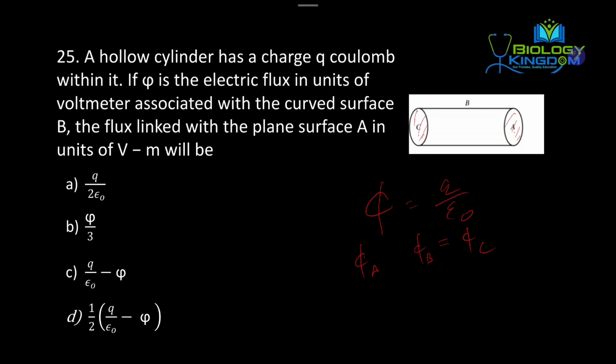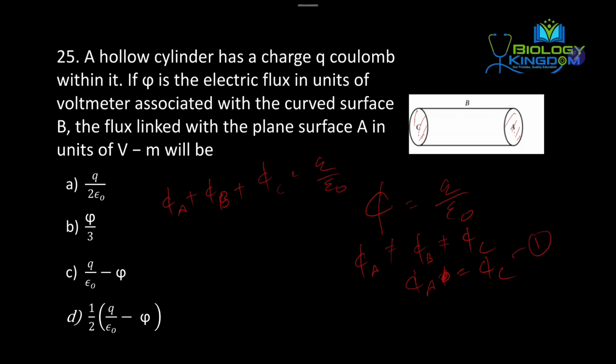That means the flux will be the same for both these surfaces because they have equal area. Although the flux of B is not the same as C, the flux of A will be equal to the flux of C. So A and C have the same flux. Now this is our first condition. Now we have to find the total flux. How can we find the total flux? We'll sum these 3 fluxes.